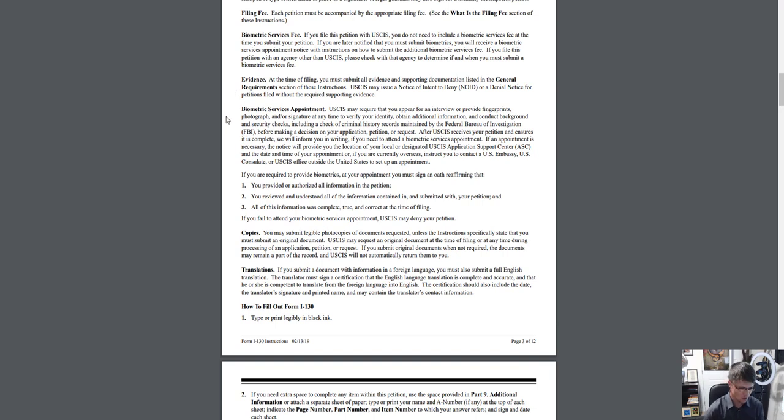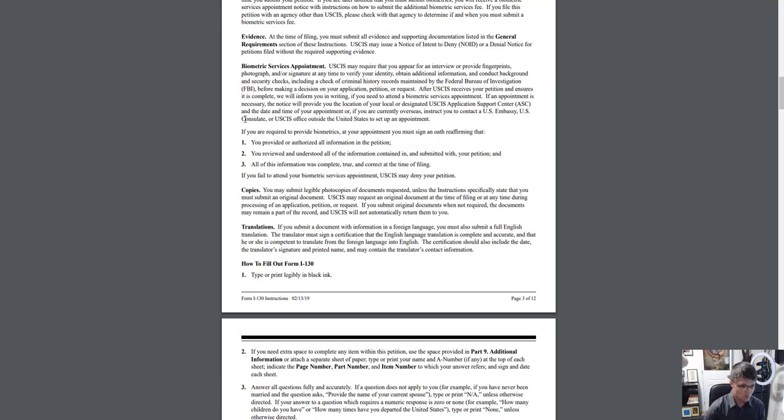Now, the evidence we're going to talk about, what is needed. Biometric services appointment. You might be called, most likely you will be, after you file this biometrics appointment. If you don't know what it is, it's a fingerprint, taking a picture, and then as a specific part of the I-130 process, you do have to provide a sworn statement saying that yes, I do swear that everything is provided here, and you will see. We'll talk about it later.